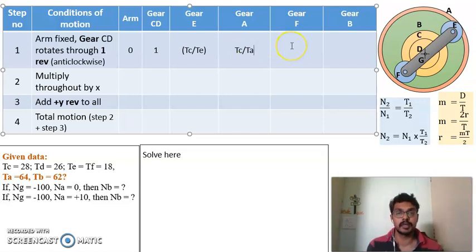Similarly, completing this table, here gear F is in mesh with gear D. The speed of rotation of gear D is 1 revolution. Therefore, the speed of rotation of gear F will be equal to the speed of rotation of gear D into number of teeth on gear D to number of teeth on gear F. Now, since Nd is 1, I will remove this term from here. This is simply Td by Tf.